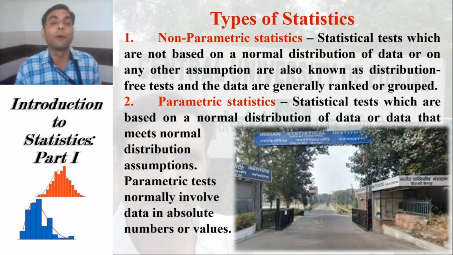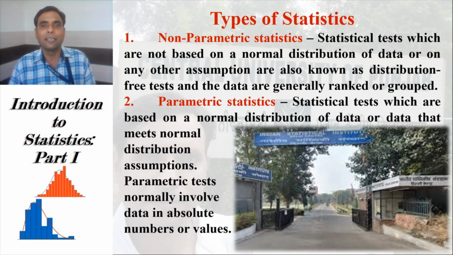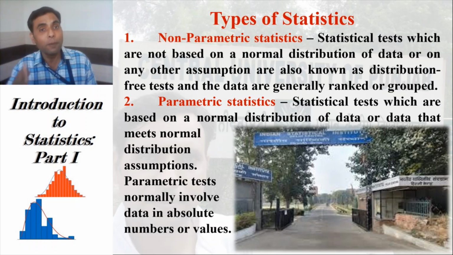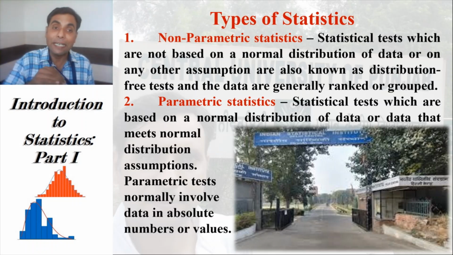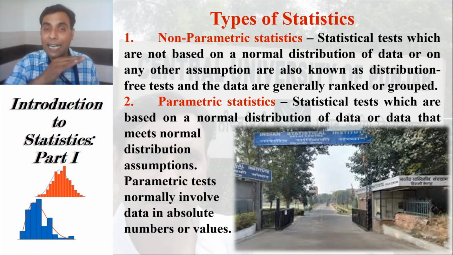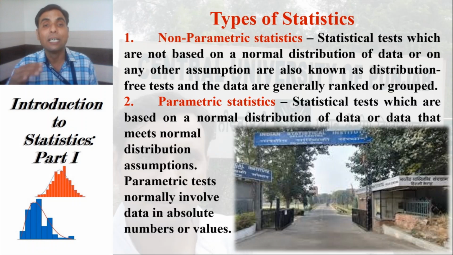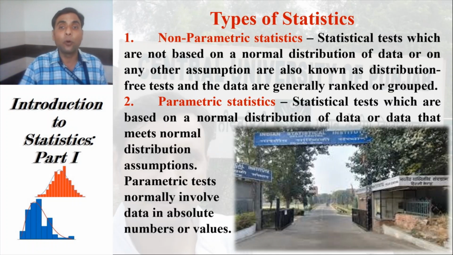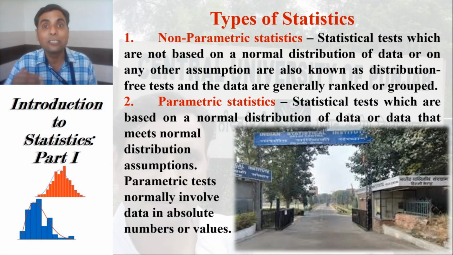Okay? So what is parametric? It's opposite to non-parametric, or non-parametric is opposite to parametric. You can say anything, it depends upon you. So statistical tests which are based on normal distribution of data, or data that meets the normal distribution assumptions. As I told you, the data or statistical test that doesn't meet the normal probability distribution are known as non-parametric statistics, whereas the data set or statistical test that meets the assumptions of normal distribution are known as parametric statistics.